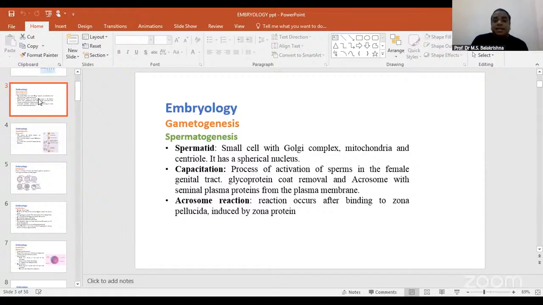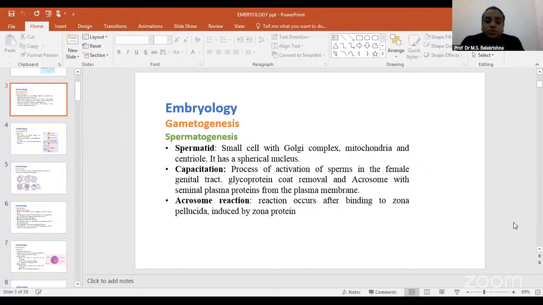What is capacitation? This is a term you should know. It is the process of activation of sperms in the female genital tract. Once the spermatozoa go into the fallopian tube, the process by which they become active there is called capacitation. Here, when the spermatozoa go, the outer covering gets removed. The glycoprotein coat gets removed, and then with seminal plasma proteins and the help of the plasma membrane, they become very potent.